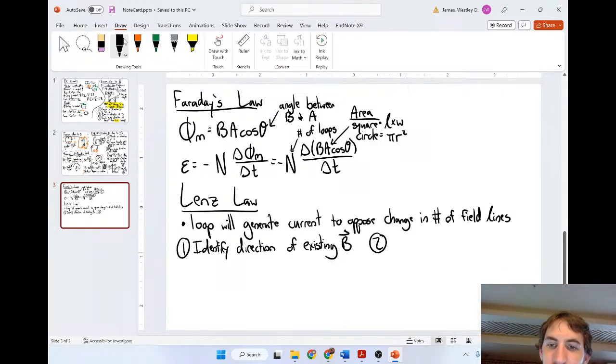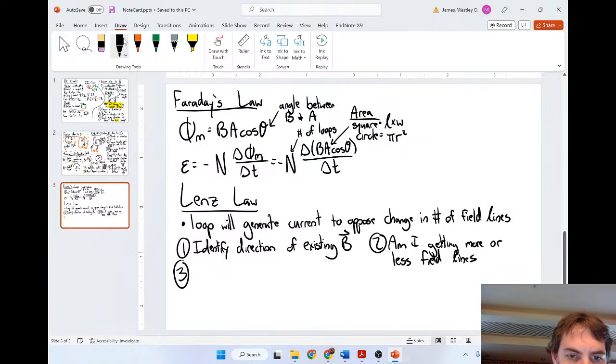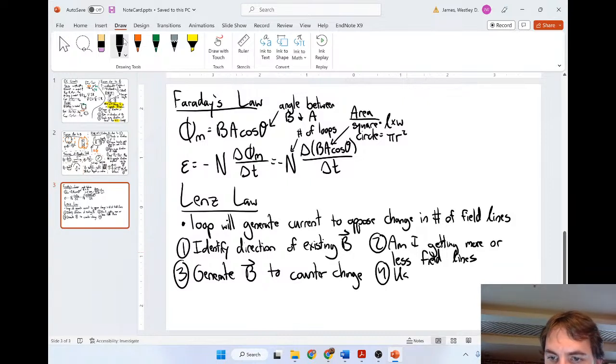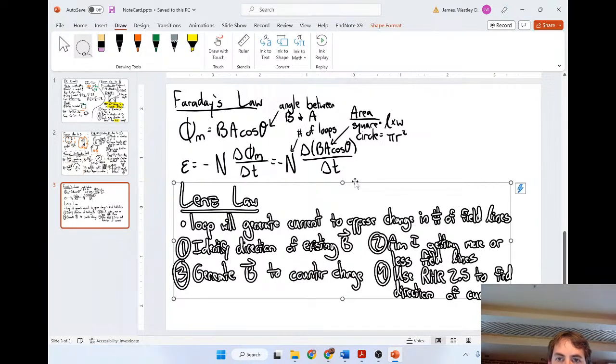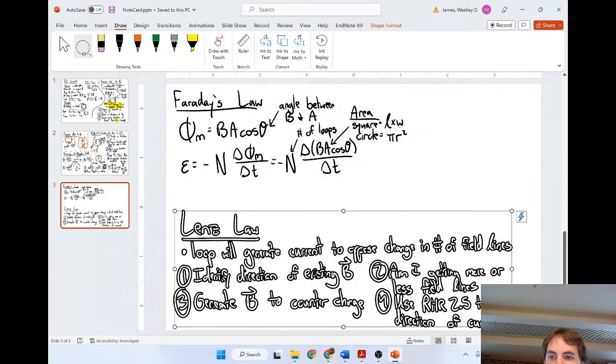Whatever, I'll rewrite it real quick. Identify direction of existing B. Am I getting more or less field lines? Generate B to counter change. And step 4, use right-hand rule 2.5 to find direction of current. Okay. Because I have space, I'm going to take all of this and move it down because I need just a couple more things. I'm going to put right-hand rule 2.5 up here.